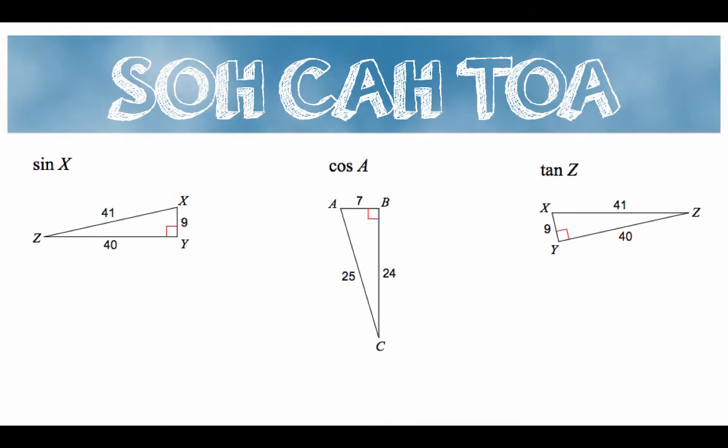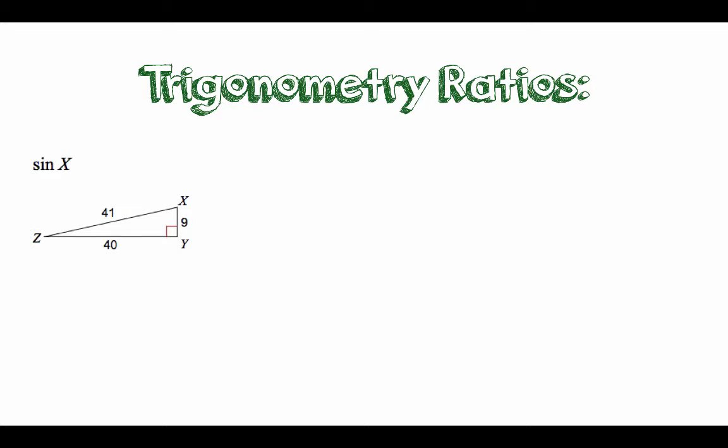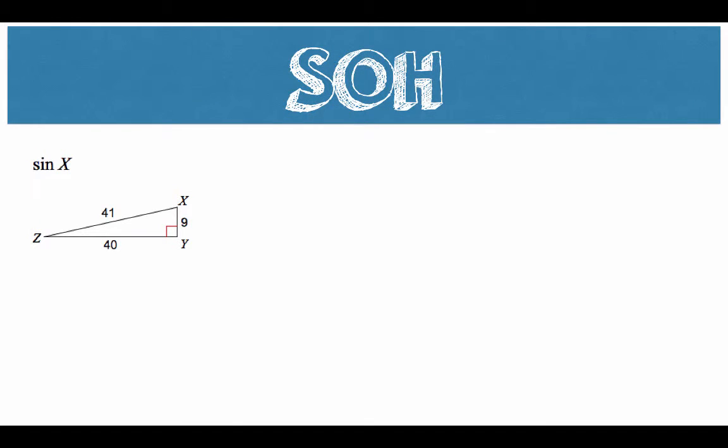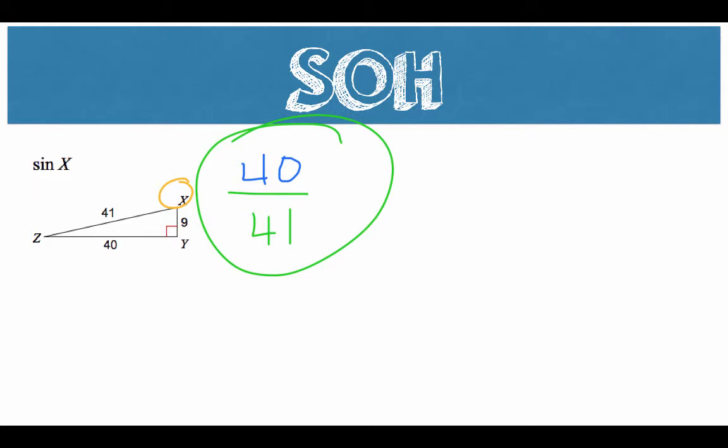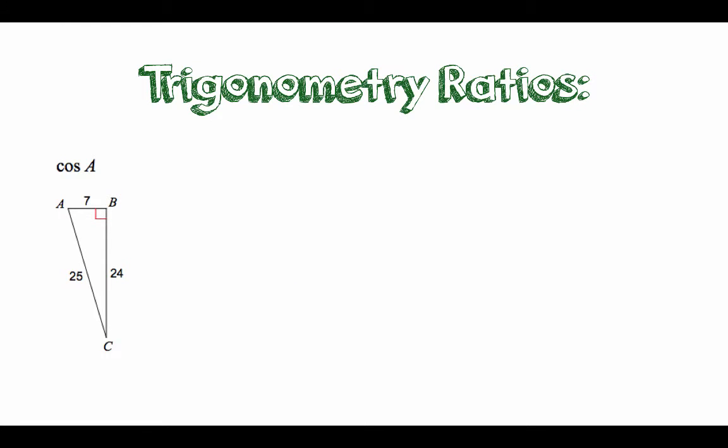So now that you guys have had a chance to practice it and use your SOH-CAH-TOA, I want to show you exactly how to do it. So this is a sine problem here, which means that we're going to use the SOH part. We're going to take the opposite side of angle X. Here's angle X, right? So we're going to take the 40, and we're going to put it over the hypotenuse, which is 41. I'm done. That's it. I can plug it into a calculator and get a decimal, but this form is absolutely 100% correct.